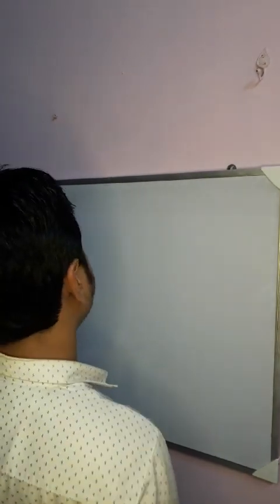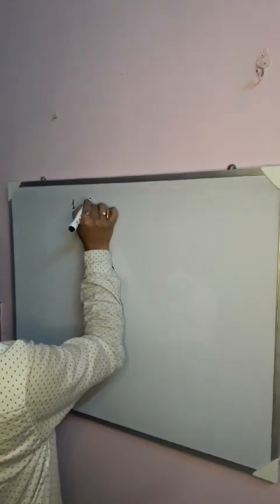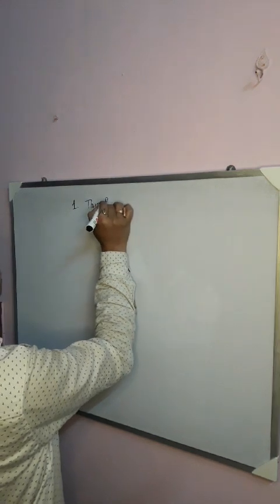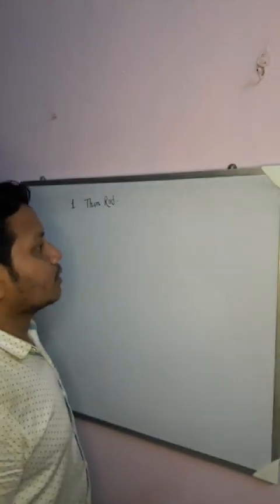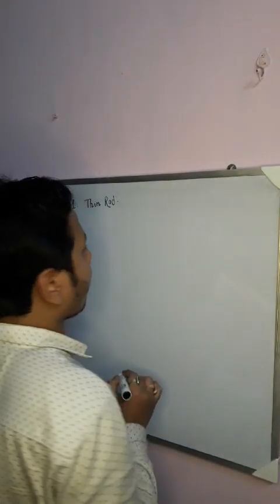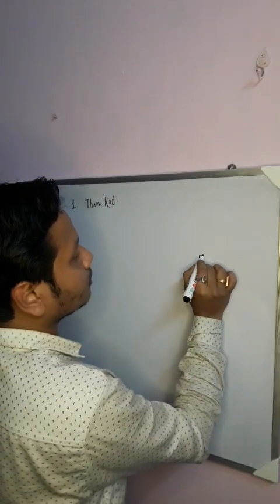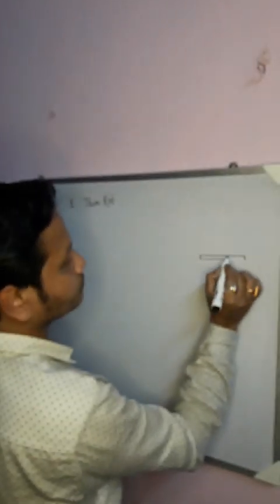So let's start. The first example that we take is the thin rod, which is simply a one-dimensional case. We take the example of a thin rod.